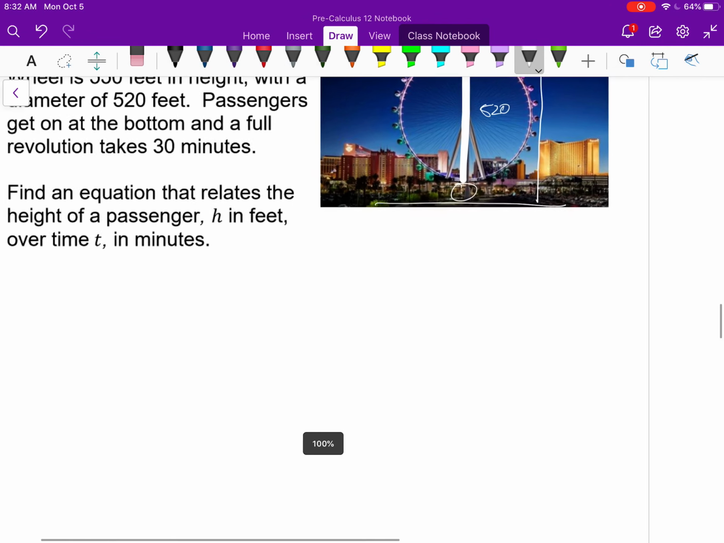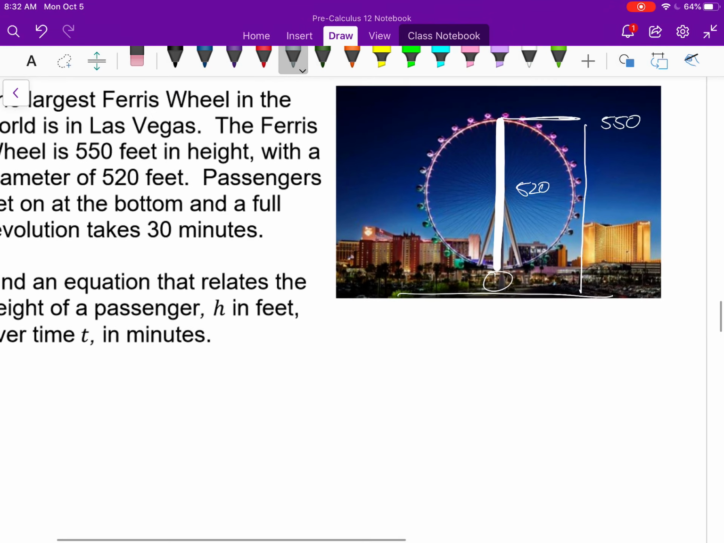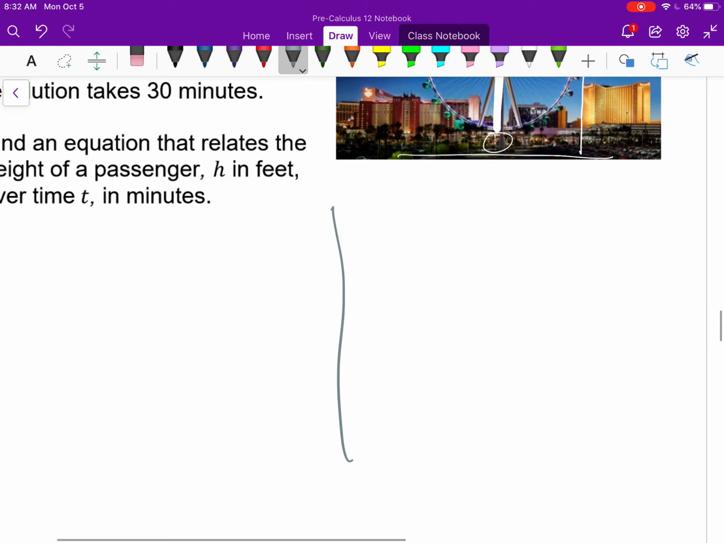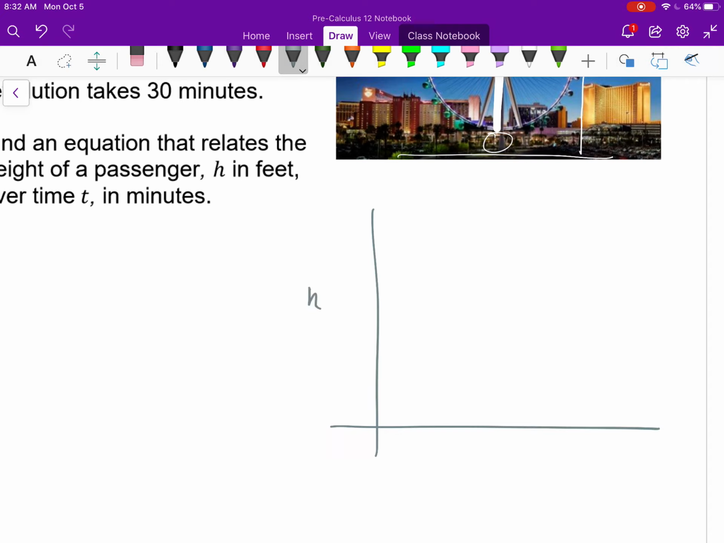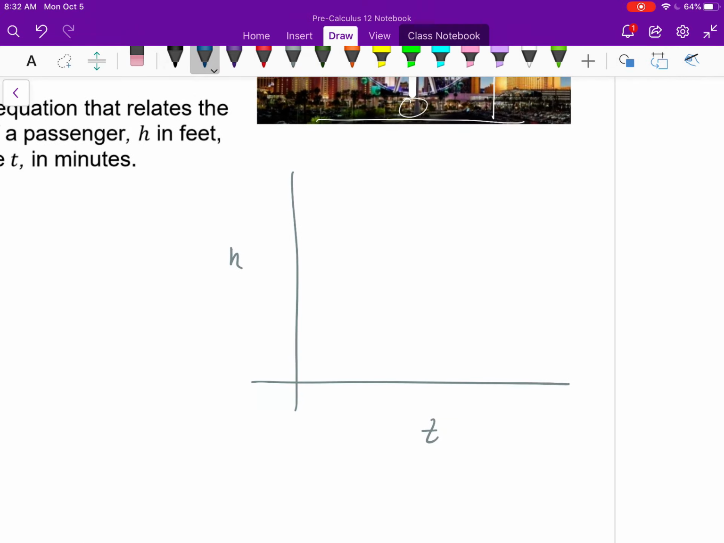First, what I would highly recommend doing is making a sketch of how this information must relate to a wave. So let's create an x and y axis, or an h and t axis. So I have height and time. What do I know here? I know you get on at the bottom, and it takes 30 minutes to go all the way around. So I'll put 30 over here, and at that point that's one full cycle. I know the wave reaches a peak halfway, at 15 minutes. And so I know the shape of how the height changes over time must look something like this.